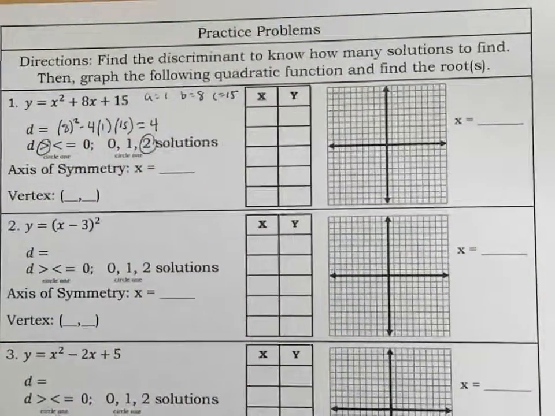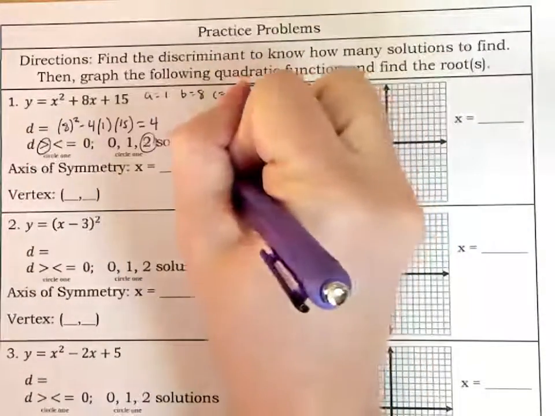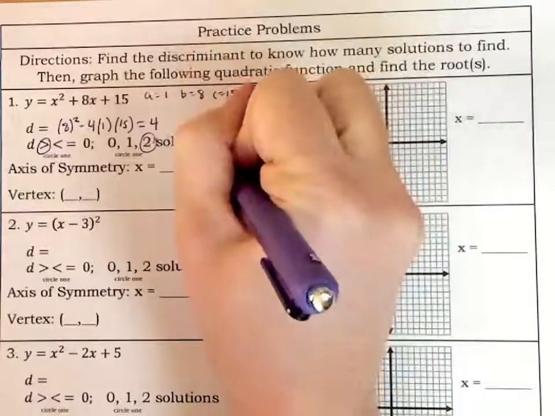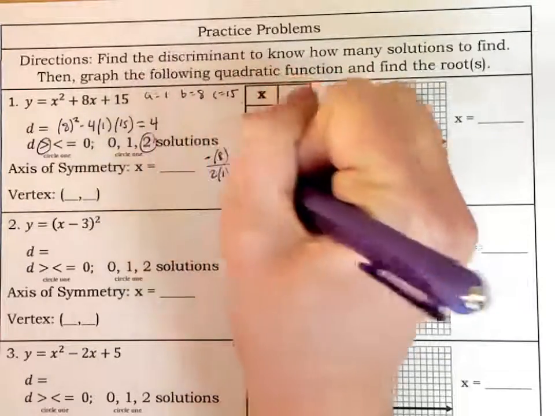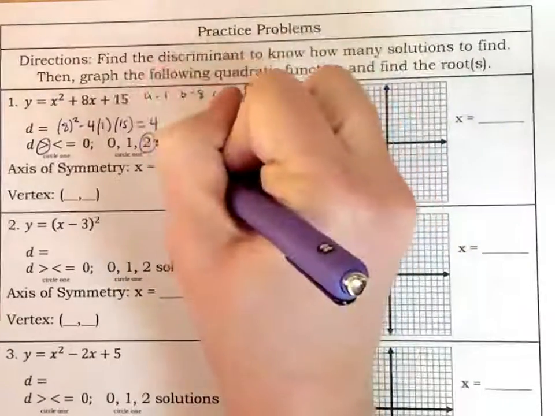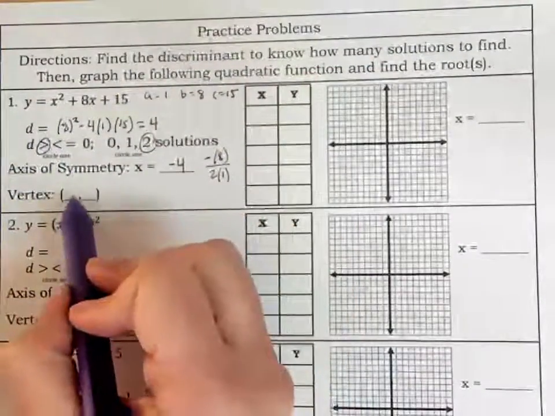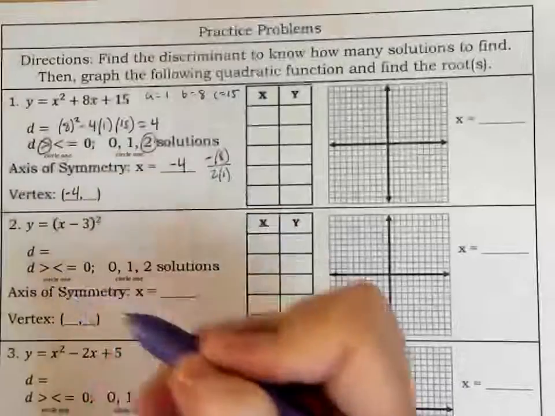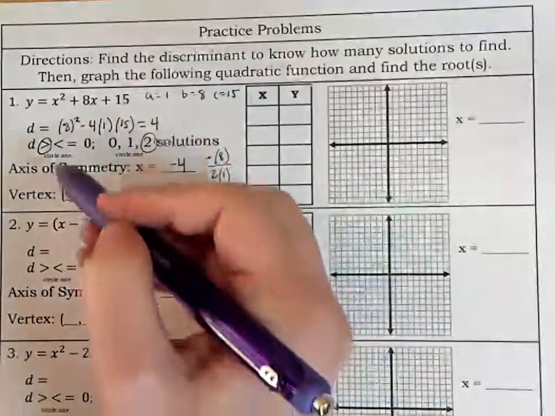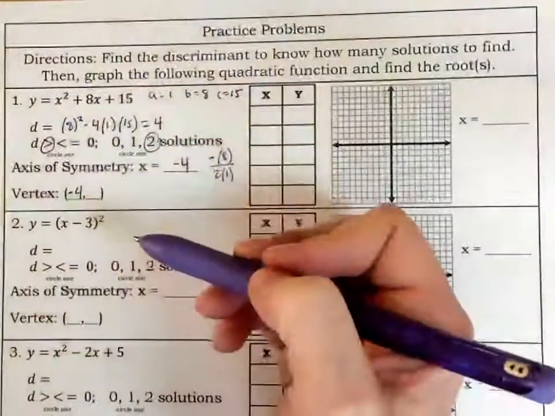So now we need to find our axis of symmetry. So we're going to plug in negative b, which in this case is 8, divided by 2 times a, which is 1. That simplifies to negative 4. So our vertex always is on the axis of symmetry, so we know the x value is going to be negative 4. Now we just need to plug that value into our equation to find y.